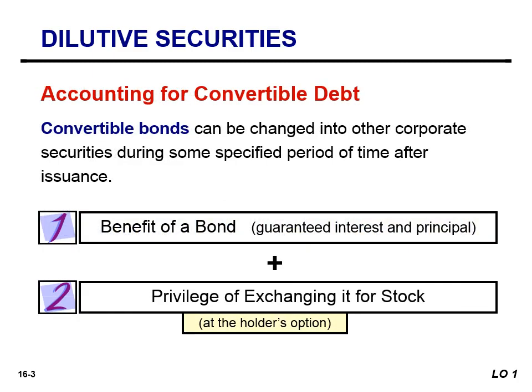First, convertible debt. Convertible bonds can be converted or changed into other corporate securities during some specified period after issuance. It combines the benefits of a bond, i.e. principal and interest, with the privilege of exchanging it for stock if the investor, i.e. the creditor, would like to. The investors who purchase convertible bonds want the security of a bond holding with a guaranteed interest in principal, and then the added choice of possibly converting it in the future if the stock significantly appreciates.